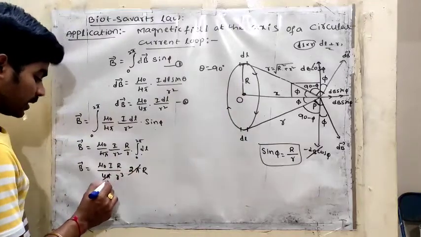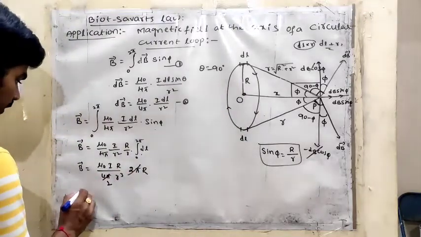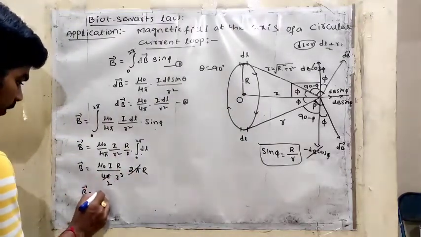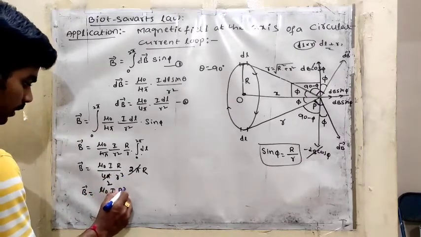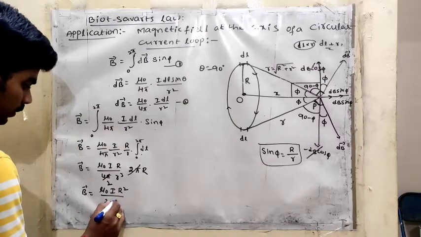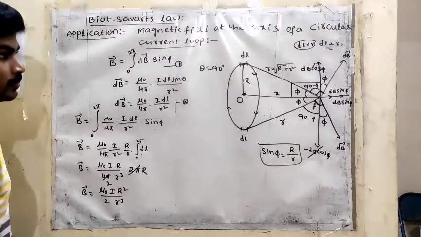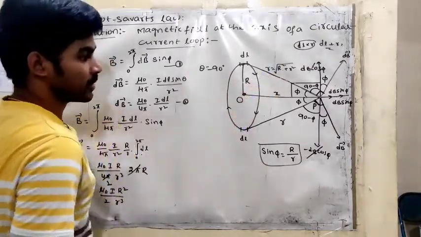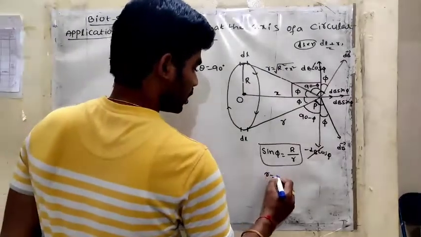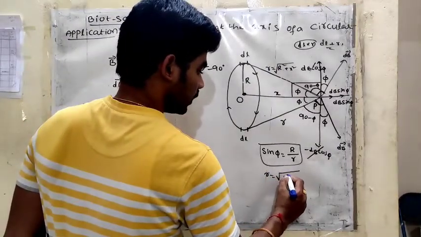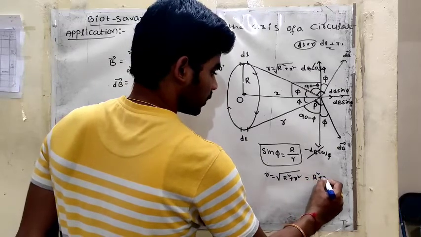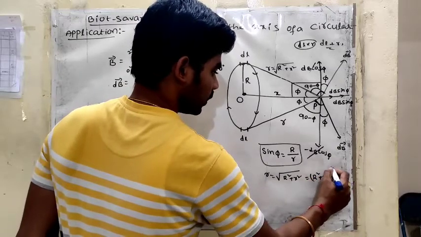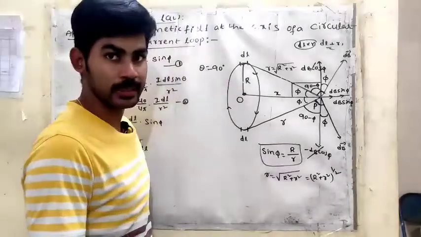So 2 pi, how many times cancel? 2 times cancel. So B bar is equal to mu naught into r square by 2 into r cube, but r is equal to root over r square plus x square, which is r square plus x square whole power 1 by 2 we can write now.